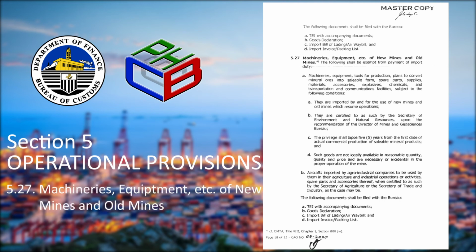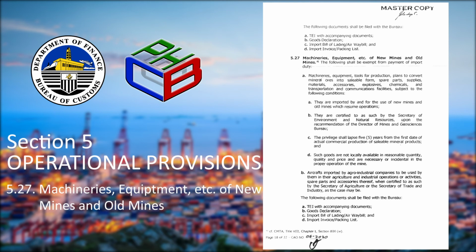5.27. Machineries, equipment, etc. of new mines and old mines. The following shall be exempt from payment of import duty. A. Machineries, equipment, tools for production, plans to convert mineral ores into saleable form, spare parts, supplies, materials, accessories, explosives, chemicals, and transportation and communications facilities, subject to the following conditions. A. They are imported by and for the use of new mines and old mines which resume operations. B. They are certified to as such by the Secretary of Environment and Natural Resources, upon the recommendation of the Director, Mines and Geosciences Bureau.